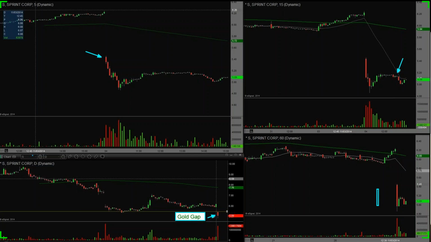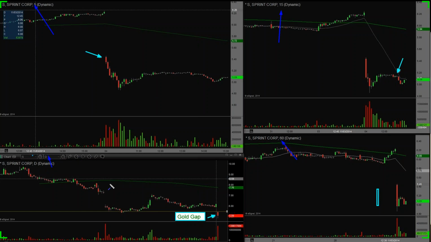So here's an example, and I'll walk you through this. Hold on one moment. I'm going to pull up, here we go. I've got the Camtasia new pointer, so I'm all cool like that too. Okay, so here, it doesn't matter what the stock is, but this is the daily chart right here, and it's Sprint. Then this is the 5-minute chart, 15-minute chart, and 60-minute chart, okay?